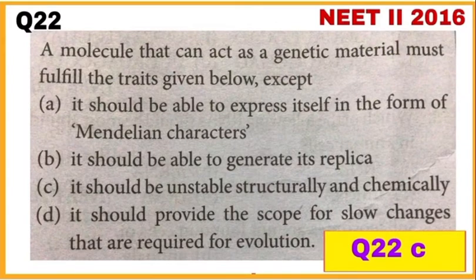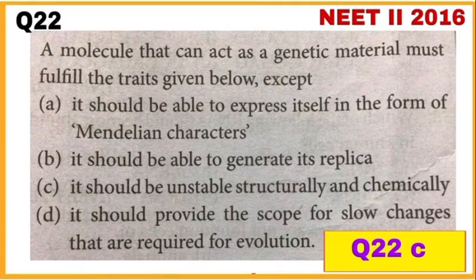Question number 22. A molecule that can act as a genetic material must fulfill the traits given below except. Trait A, it should be able to express itself in the form of Mendelian characters. This is correct for a molecule which acts as a genetic material. Second, it should be able to generate its replica. Yes, this is also a correct trait of genetic material.